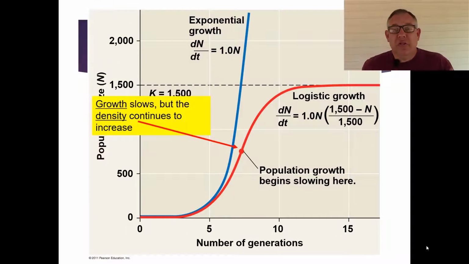Now you'll recall with logistic growth that once you get closer to carrying capacity, the growth begins to slow, but the density continues to increase. And so although the population is not growing as quickly, it's still growing. And so although the human population rate of growth has begun to slow down, we still have a tremendous number of people on this planet, and it's still growing quite a bit.